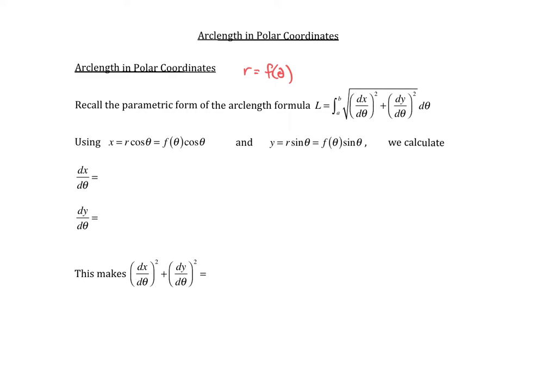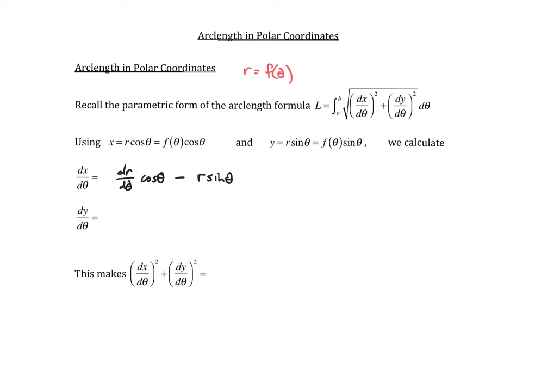So we can use the product rule to write down what our dx d theta is. It's going to be the derivative of the first thing, which is dr d theta, keep the second, which is cosine of theta, minus, and then we would get the derivative of the second thing, which is sine theta, and then we keep the first thing, which was r. So we've done this before when we calculated the slope of the tangent line dy dx.